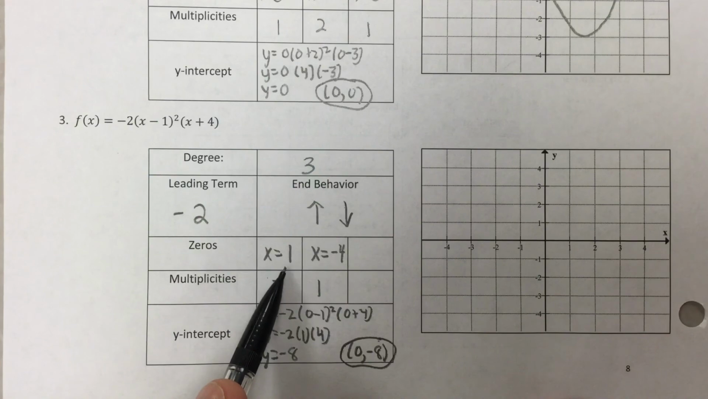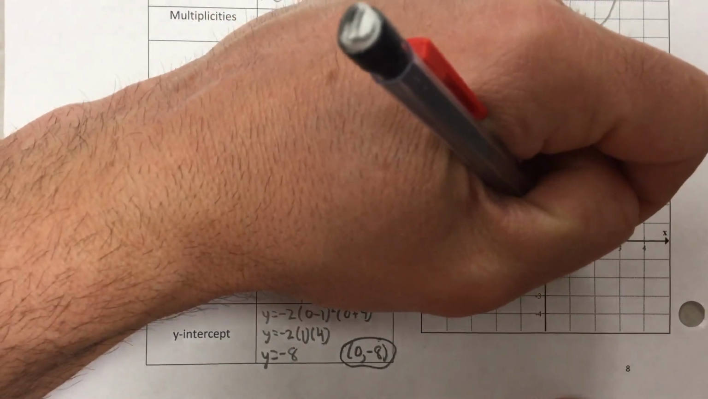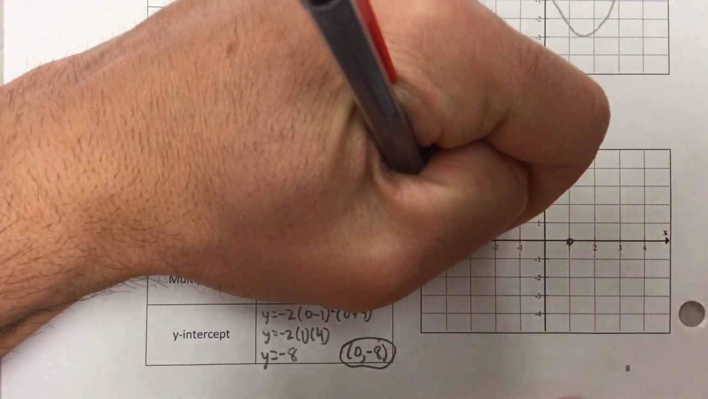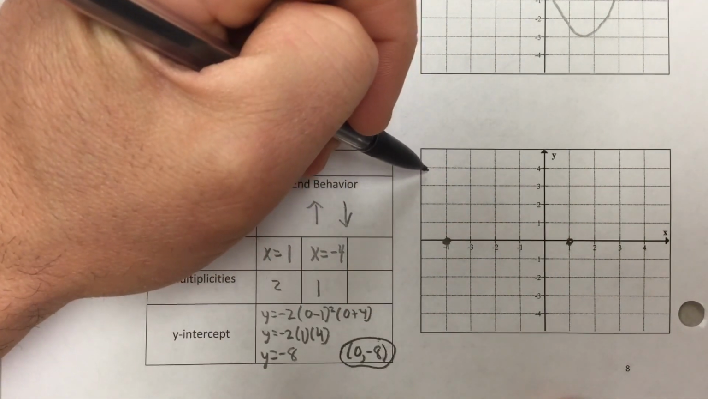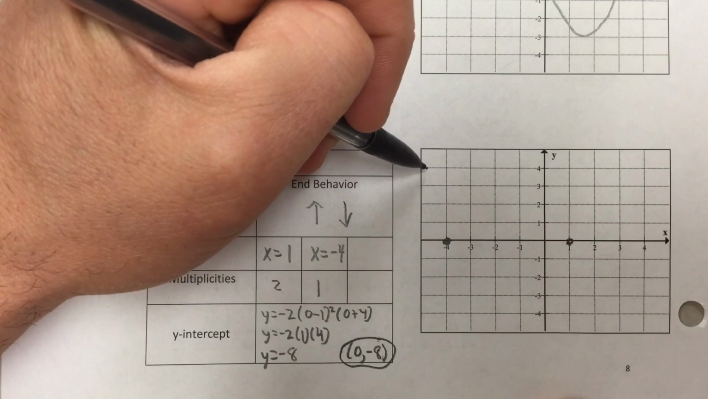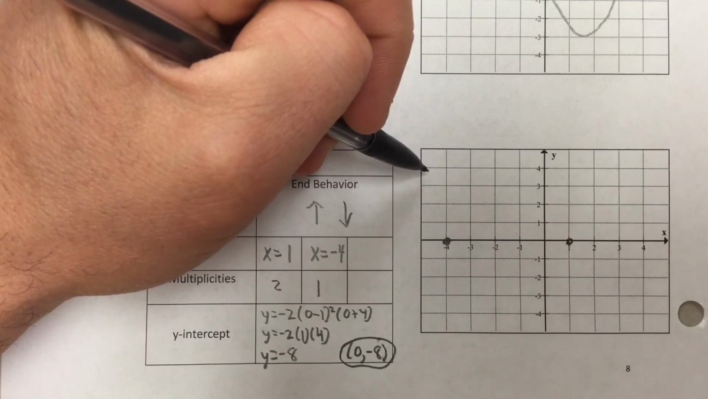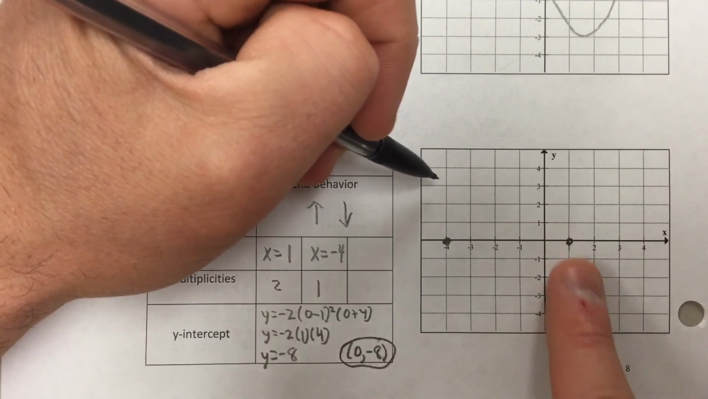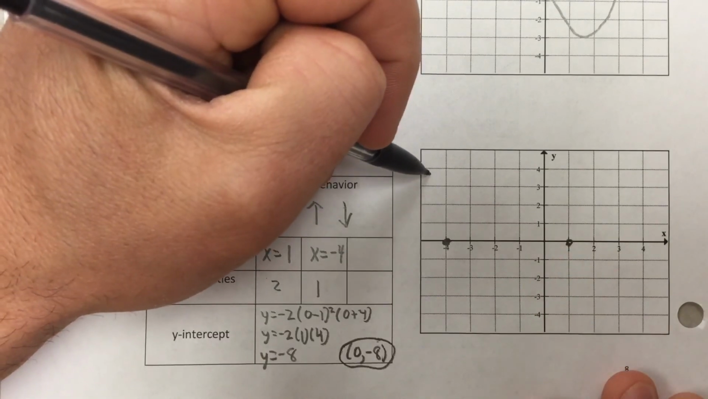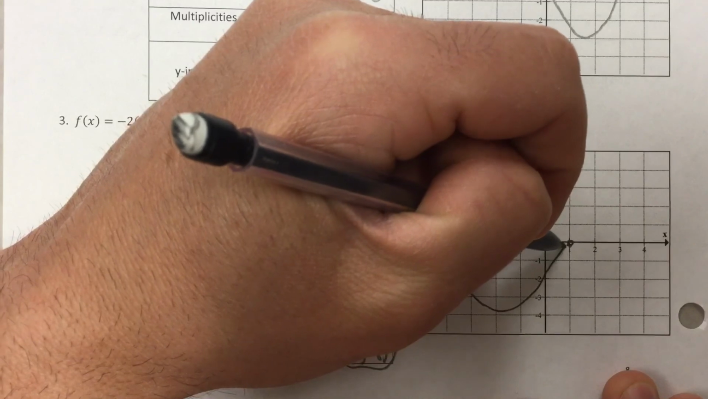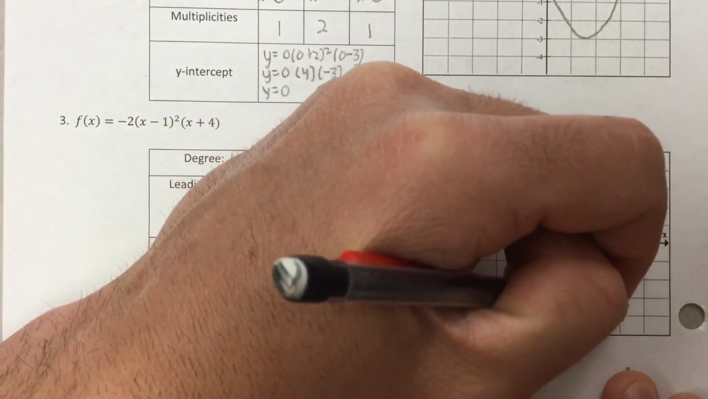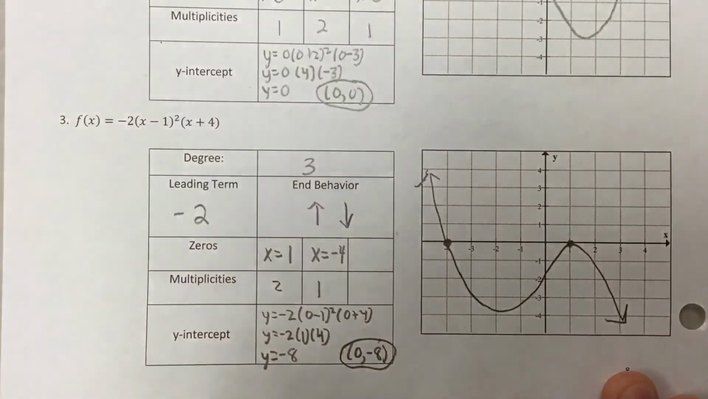So, plot our points, x equals 1 and -4. It has to start in the positives, and it will end negative. And again, our bounce is going to occur right here at the 1. So I'm going to cross through the -4, bounce off at the 1, and then finish in my negatives. There's my sketch.